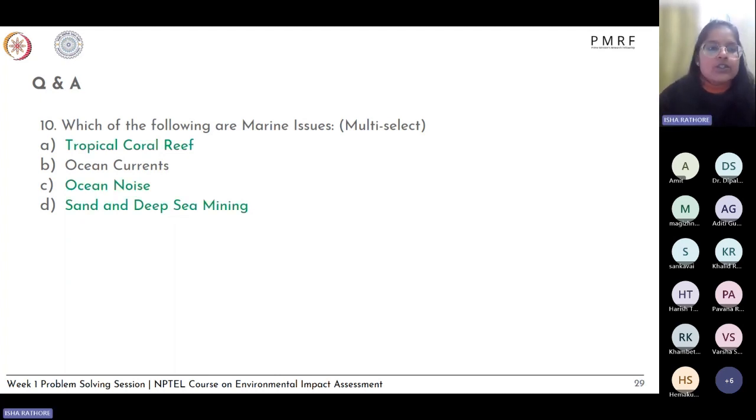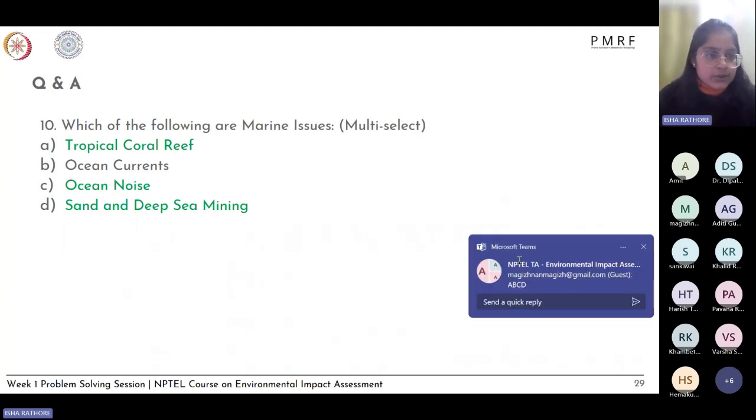Okay. So the correct answer is A, C, and D. That is, tropical coral reefs are getting affected by human activities in the marine ecosystem, whereas ocean currents are natural phenomena which are not affected by marine anthropogenic activity. And we also have ocean noise, and sand and deep sea mining, which are again marine issues. Okay, so A, C, and D are the correct answers.